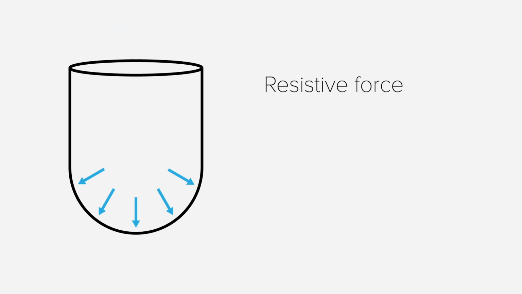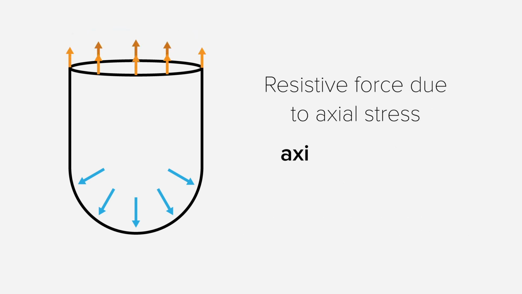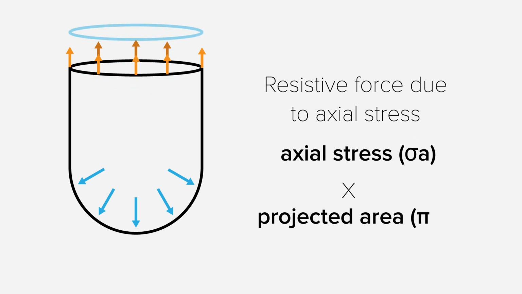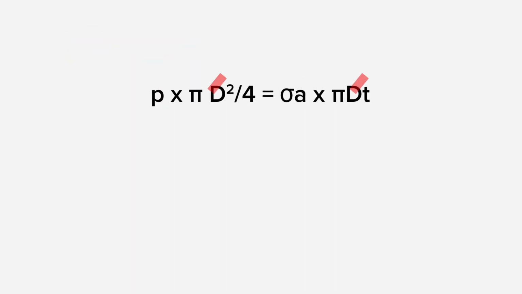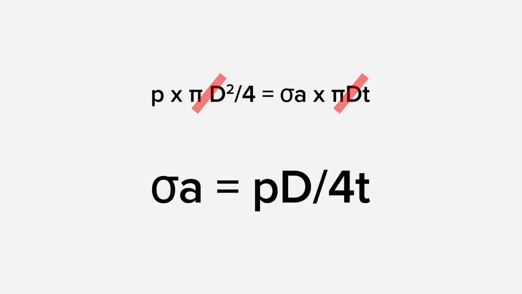The resisting force due to axial stress is given by axial stress times the projected area. Equating these, we have axial stress equals internal pressure times internal diameter divided by 4 times the thickness of the cylinder. If you notice, we can see the hoop stress is twice the axial stress in a thin cylinder.